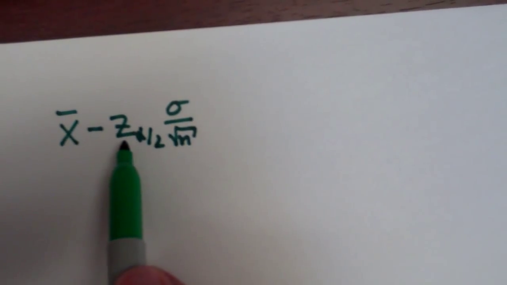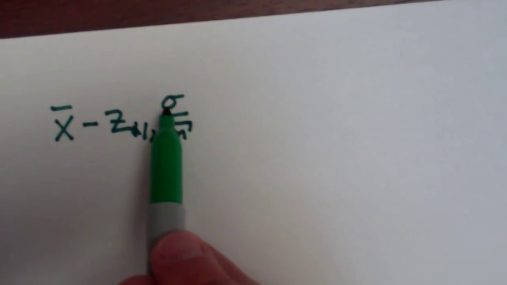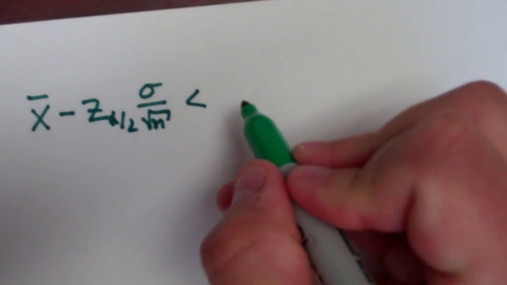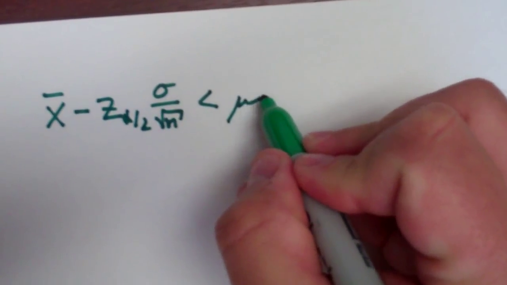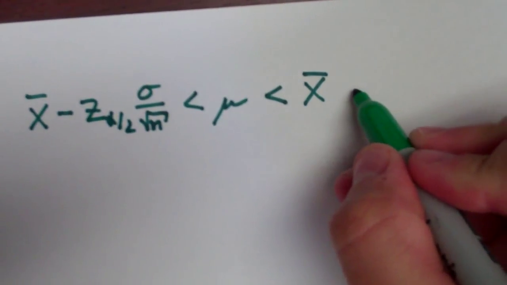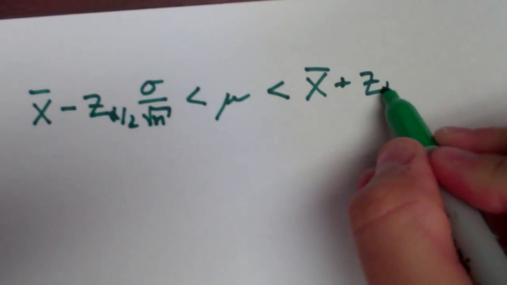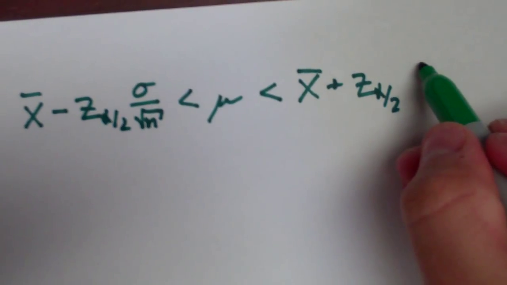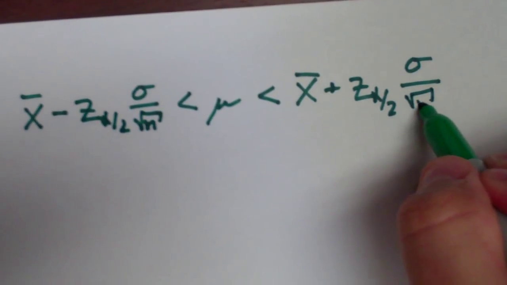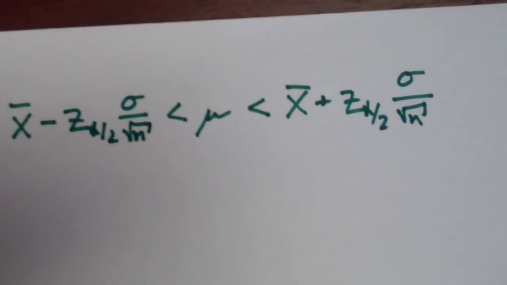the appropriate value from the standard normal distribution, z, times the population standard deviation divided by the square root of the sample size. That provides our lower confidence limit, and our upper confidence limit is the same terms, but then we add z times the population standard deviation divided by the square root of n.